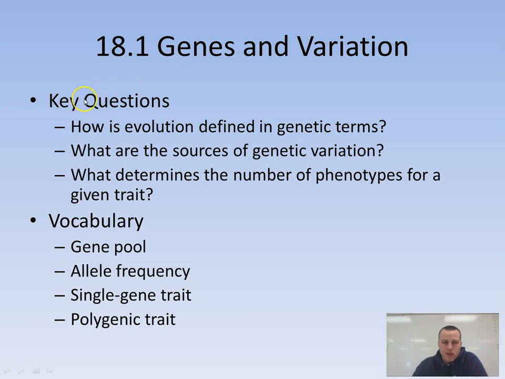Some key questions for this section are: how is evolution defined in genetic terms? What is the source of genetic variation? And what determines the number of phenotypes for a given trait? So some of this is going to be a review for us, and it should go fairly quickly for those certain concepts, but the majority of this will be somewhat new to you.